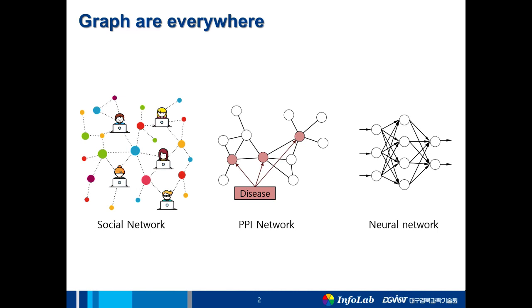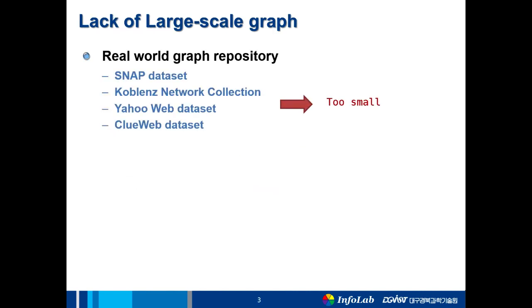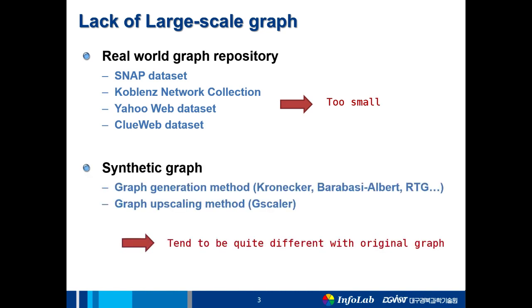and even neural network. Nowadays, many researchers and industry groups often suffer from the lack of a variety of large-scale real graphs. For example, there are many real-world graph repositories such as Snap, and Koblenz. However, real-world graphs in those repositories are too small. For that reason, synthetic graph is commonly used. Although there are a lot of synthetic graph generation and upscaling methods, their output graphs tend to be quite different from real-world graphs in terms of graph properties.